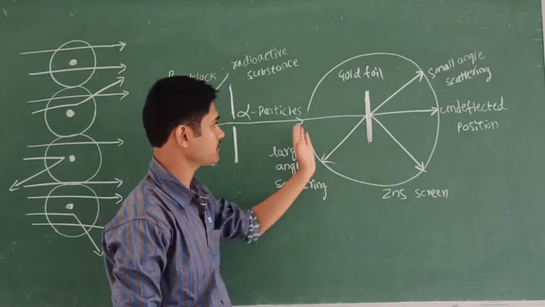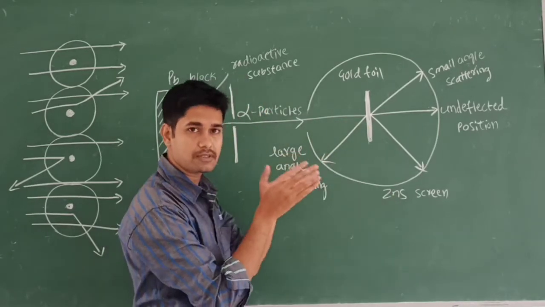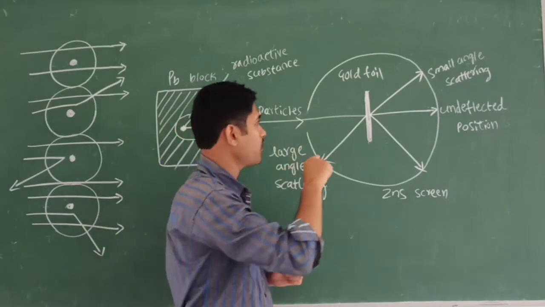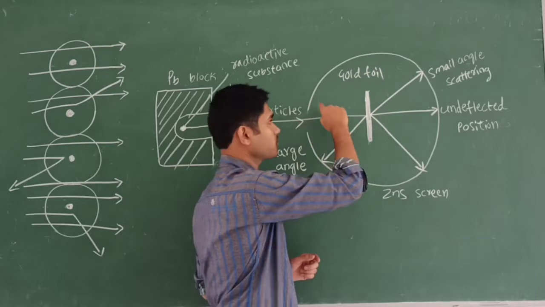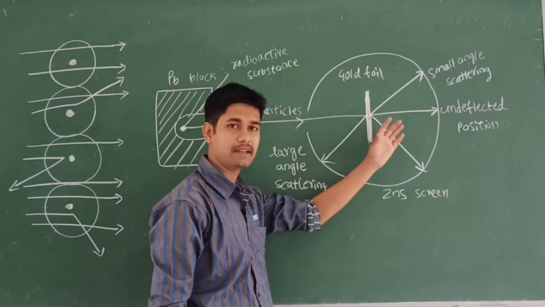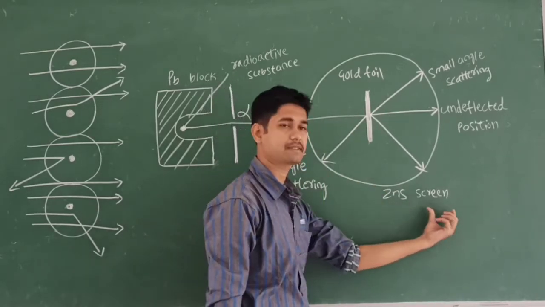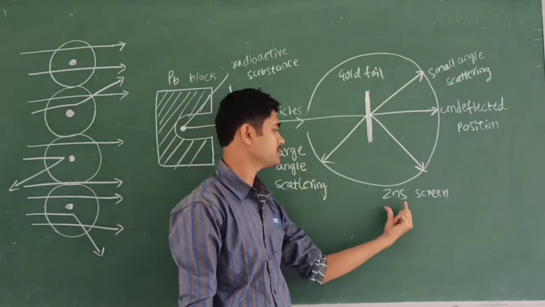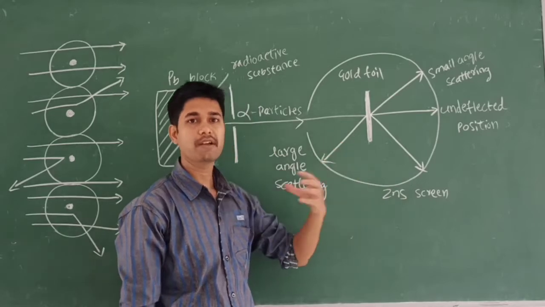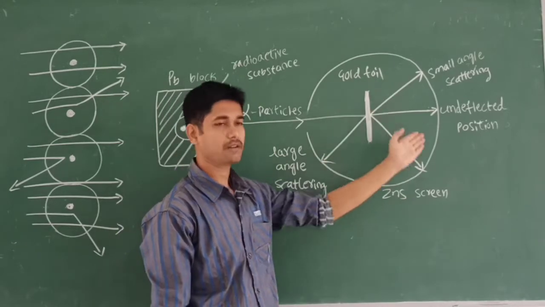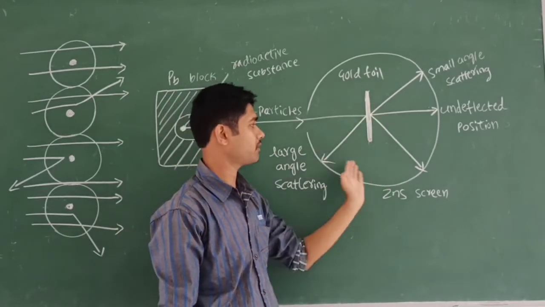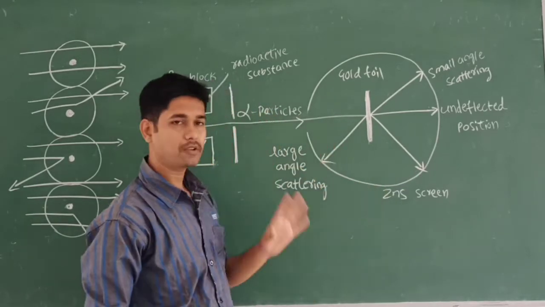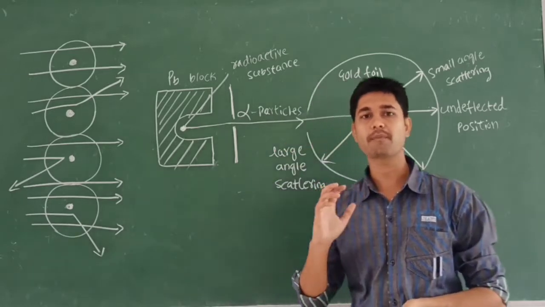After this, those scattered particles are made to fall on this circular screen. The screen is coated with zinc sulfide, and it produces a flash of light when the particles fall on it. So when they fall on this circular screen, he observes like this. So he has made some observations.